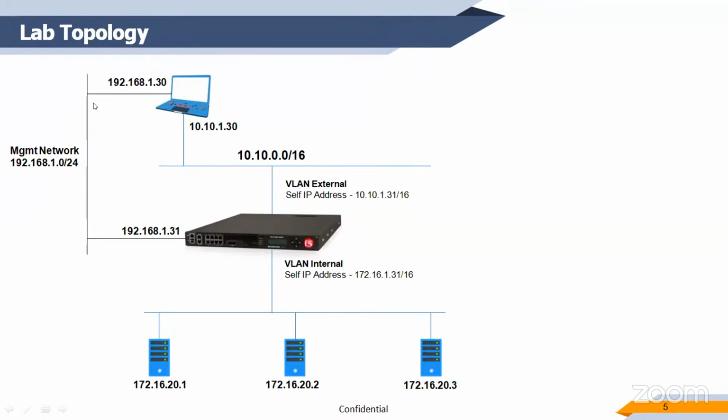So we can keep the management network separate, which you can term the control plane, and you can keep the traffic plane network separate, which you will term the data plane network. So this will be your data plane, which is your 10.10.1.30, and 10.10.0.0/16 will be your data plane network where your downstream servers are connected.